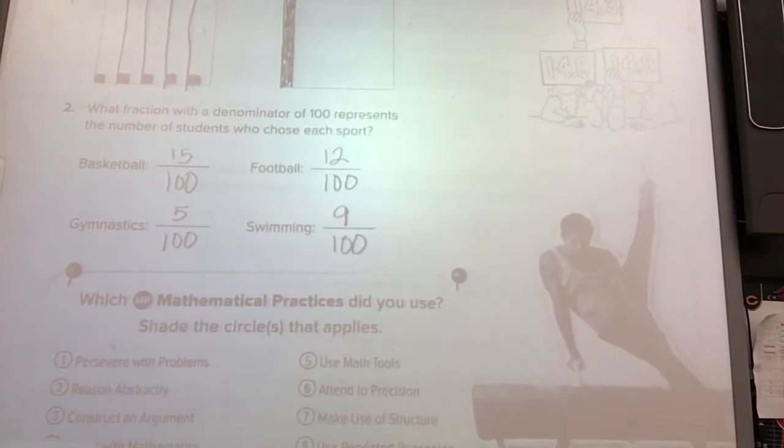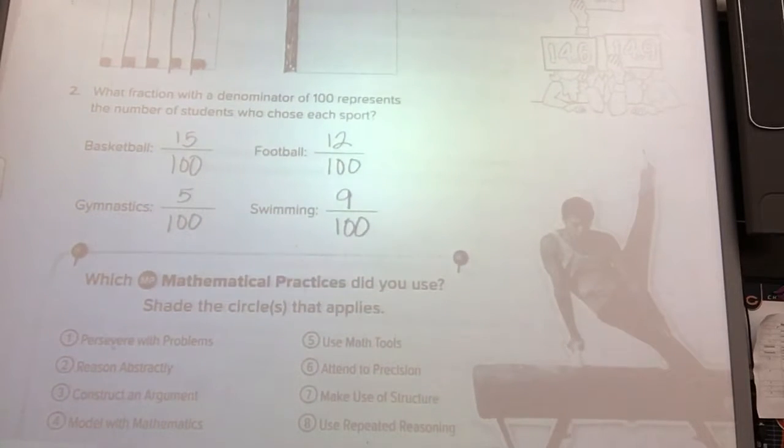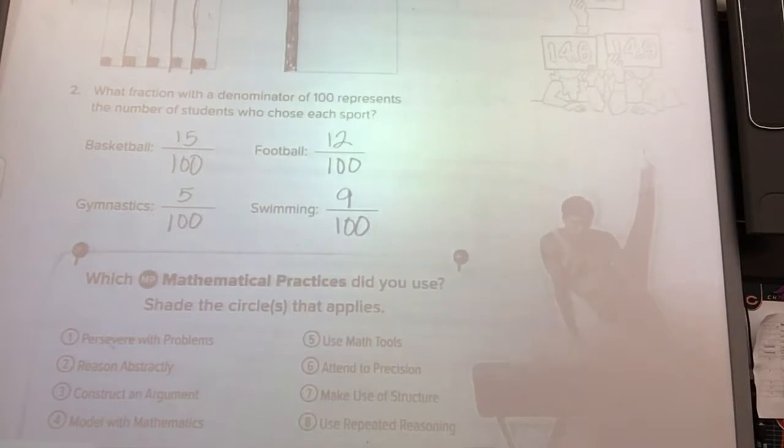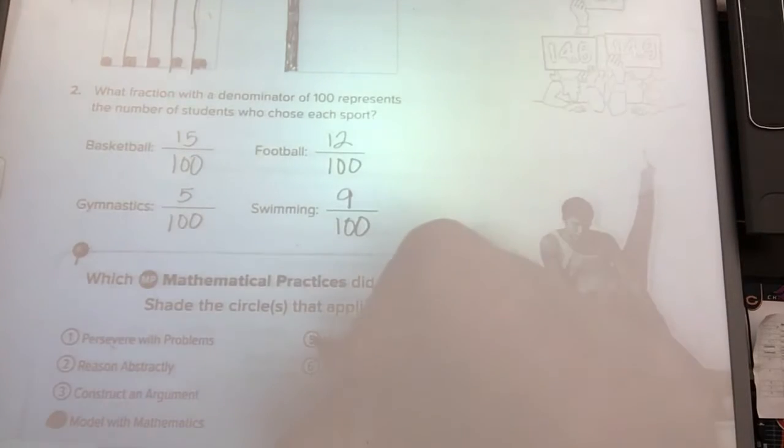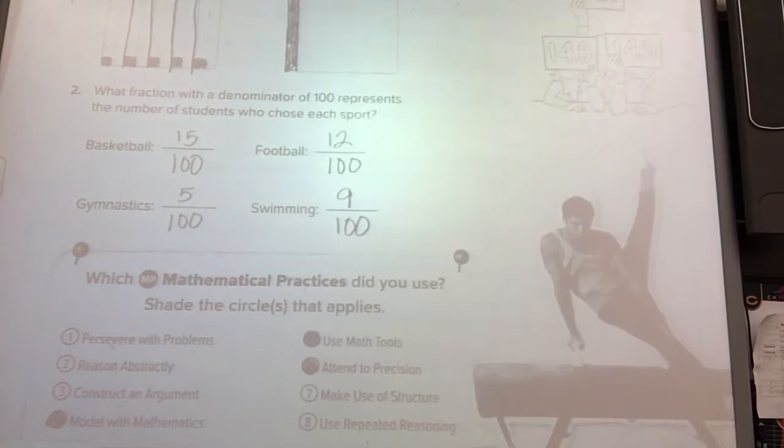It is basketball. Basketball, then football, then swimming, then gymnastics. All right, let's look at our mathematical practices. What did we do here? We definitely modeled because we had to fill in all those charts and graphs. We used our mathematical tools. We had to be precise to shade in the right numbers, right?